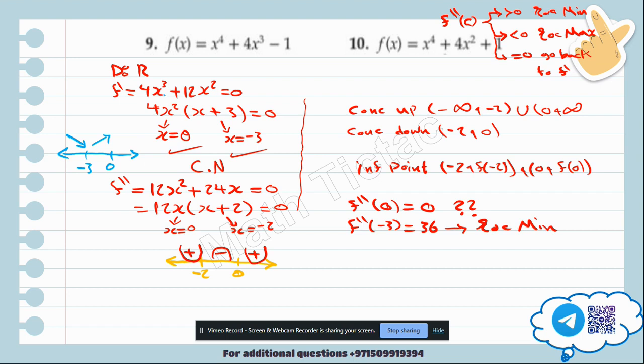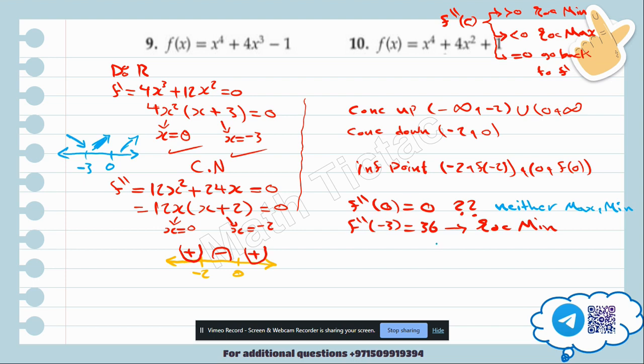So for 1 in here, 4 times 1 cubed will be 4, then plus 12 times 1 squared, which is also positive. So positive plus positive will be positive. So it will be up as well from here. As you can see, up, then up, that means at 0 it's neither a max nor a minimum.